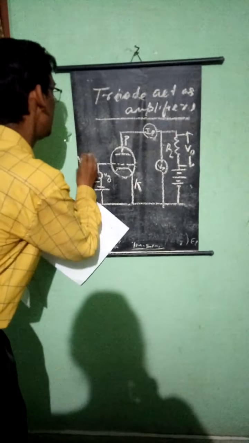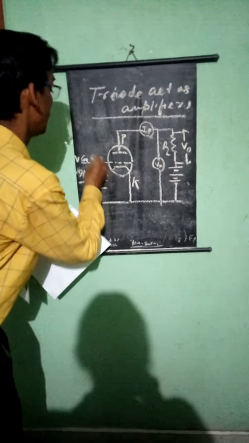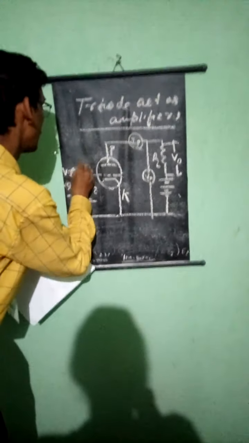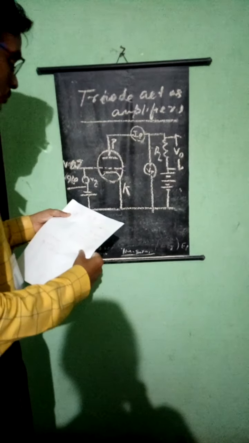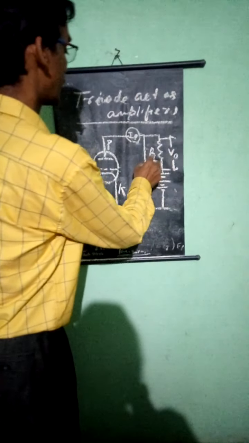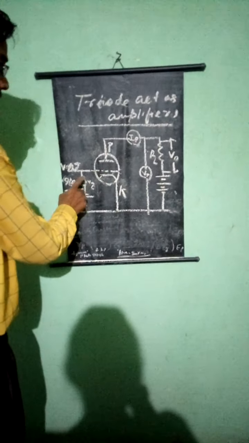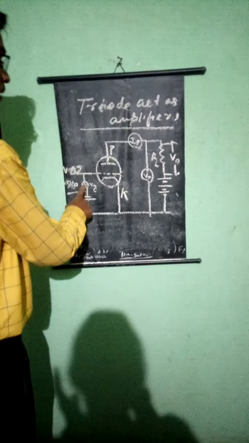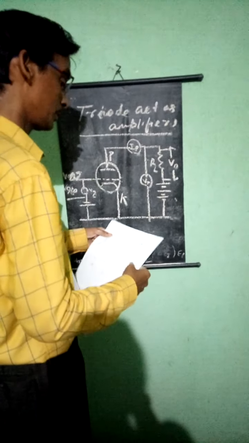Let us see the VG, the input. This VGG is going to be applied, and out of VGG, the whole grid potential will be applied at a time. Slightly you are going to change it. The output can be taken from the load resistor. The input voltage is going to be changed. How can you change it? You can change it by means of a rheostat.